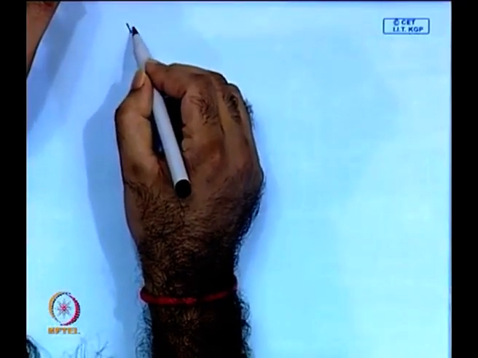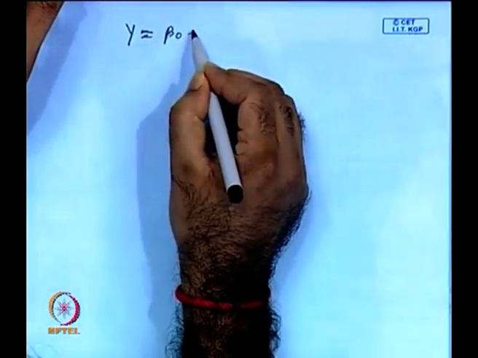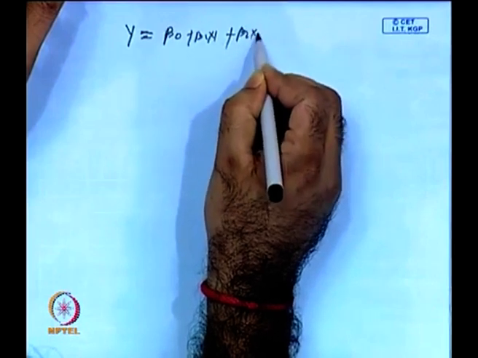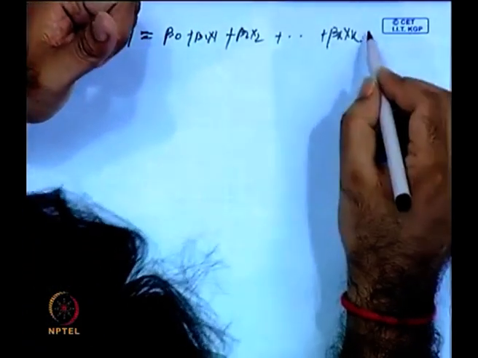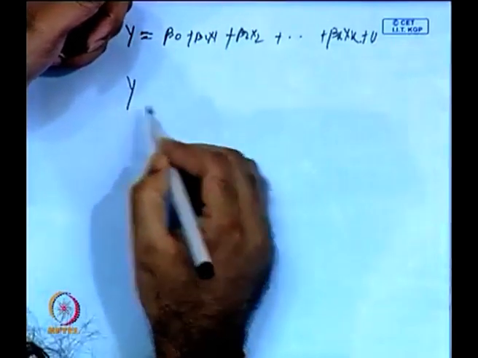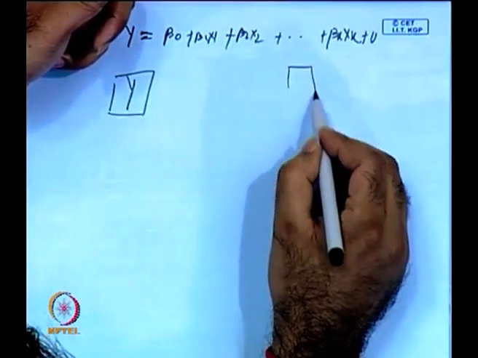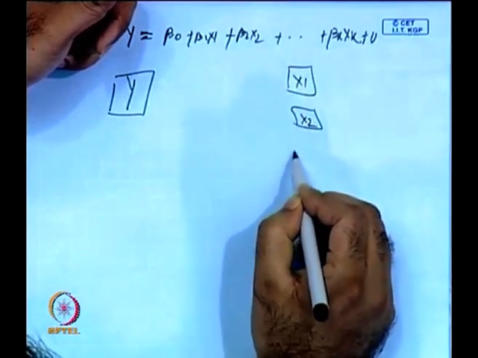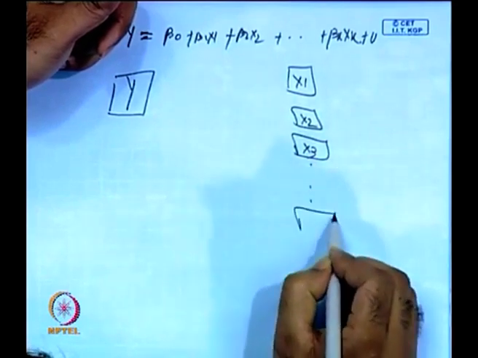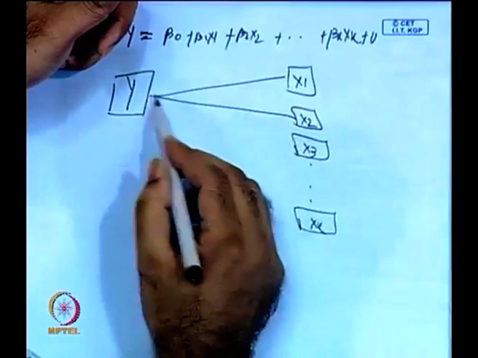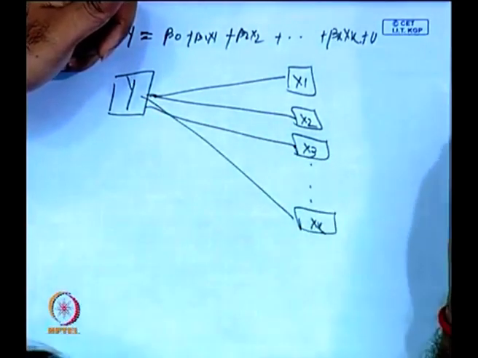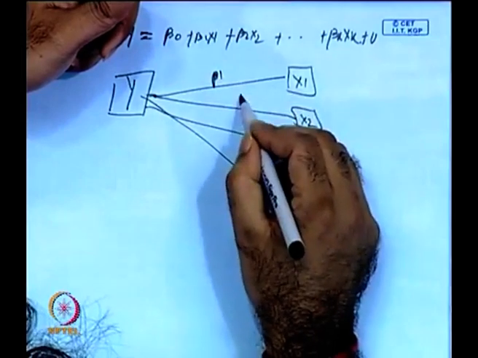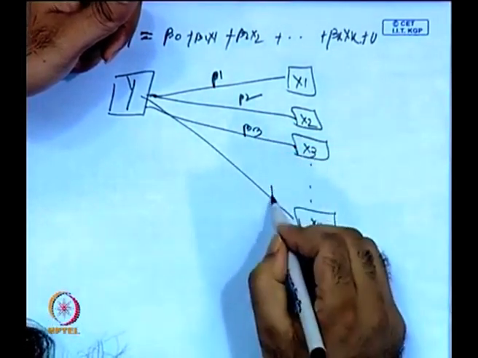This particular structure is y equal to beta 0 plus beta 1 x 1 plus beta 2 x 2 plus beta k x k, plus of course u. Okay, so this is how you have to proceed. If you put it in a particular format, the structure will be like this. This is x 1, this is x 2, this is x 3, and so on, this is x k. Followed by this is the beta 1 coefficient, this is beta 2 coefficient, this is beta 3 coefficient, and this is beta k coefficient.